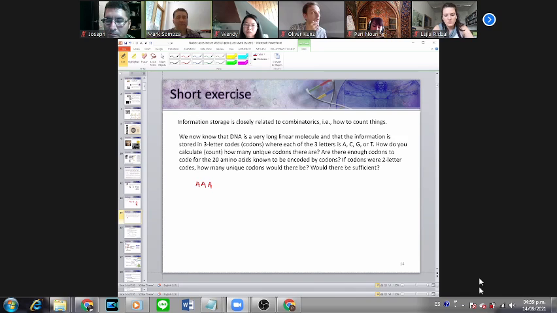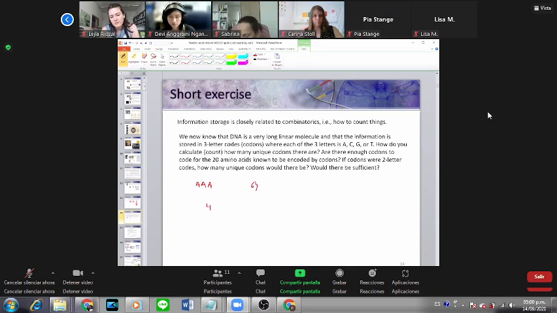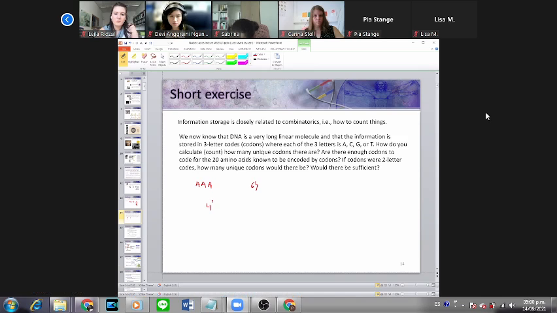Anybody? 64. Right, so there's 64 possible codons. So this is determined by the size of the alphabet, right? Which is 4. So A, C, G, or T. So that's 4 letters. And then the size of the word is, in this case, 3. So 4 to the 3rd is equal to 64.